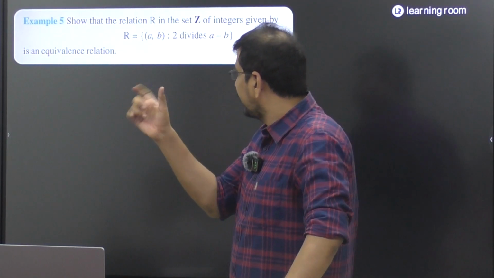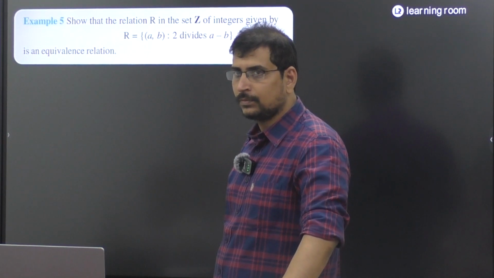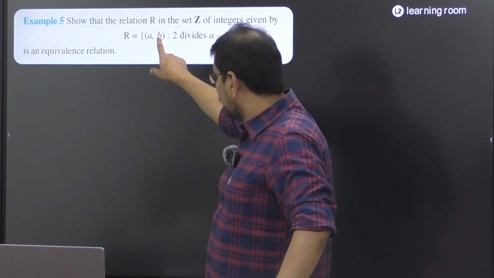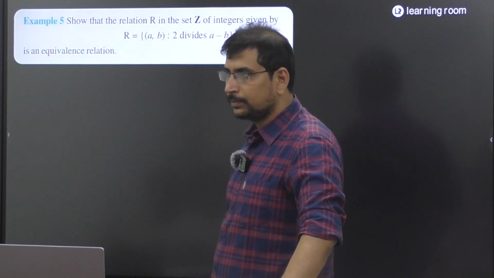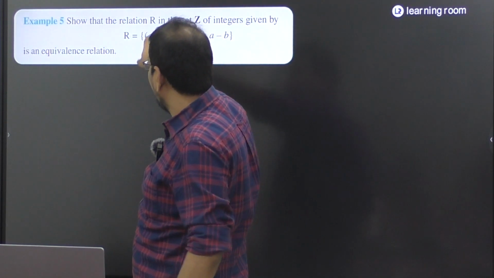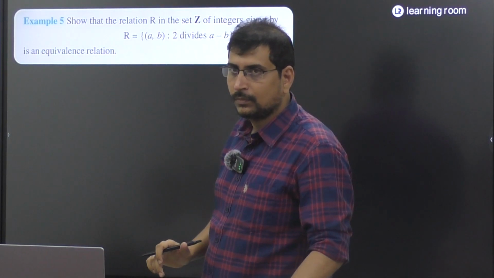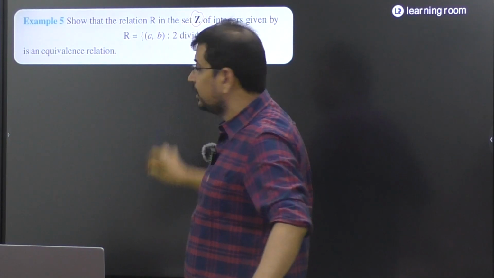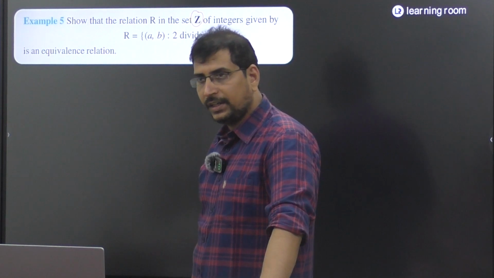If you take an ordered pair from the relation, in that ordered pair, what are the elements? Where does this (a, b) come from? They come from the integer set. So a and b are integers.